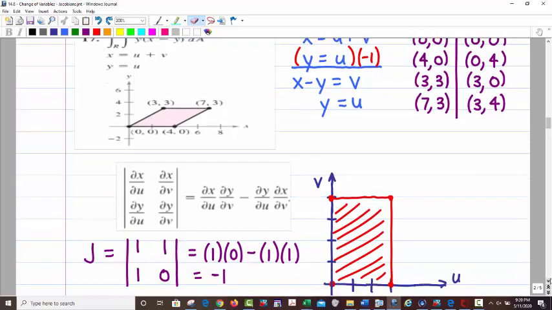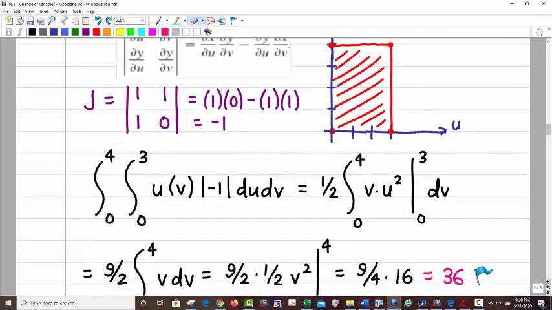Now here's where we do the Jacobian. So we come back up here, look at the original form, x in terms of u and v. The partial of x with respect to u would be 1. The partial of y with respect to v would be 0, because there is no v. Minus the partial of y with respect to u would be 1. And then the partial of x with respect to v would be 1. So the Jacobian is actually negative 1.